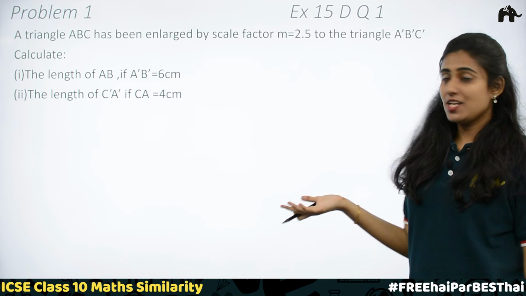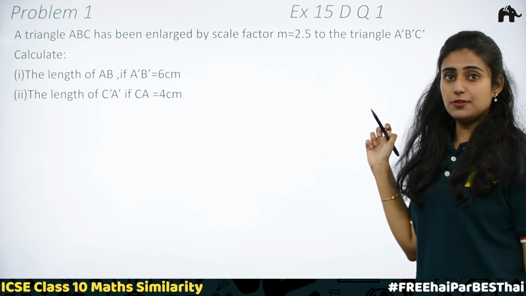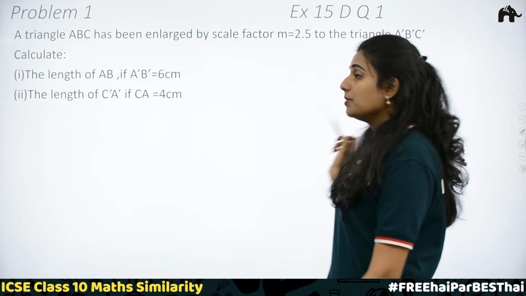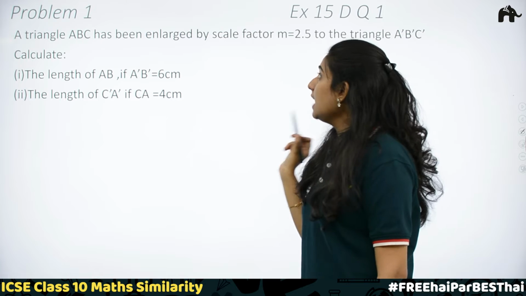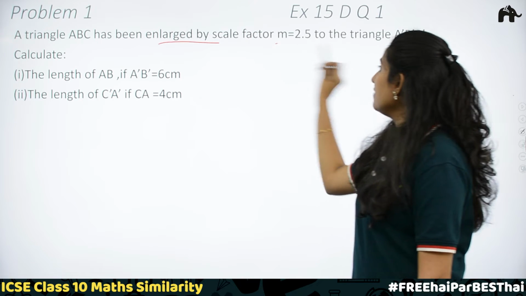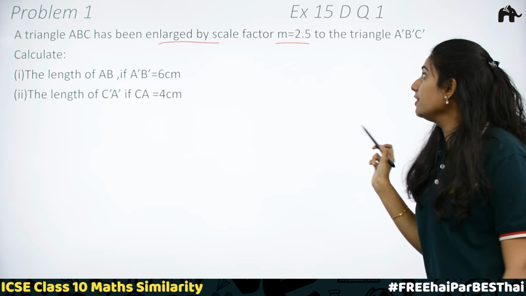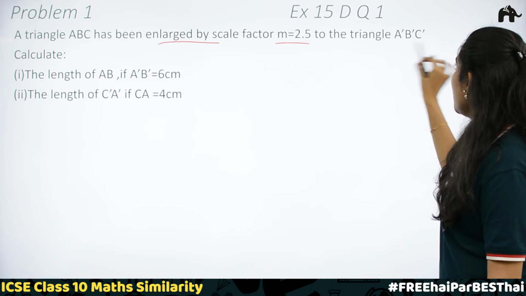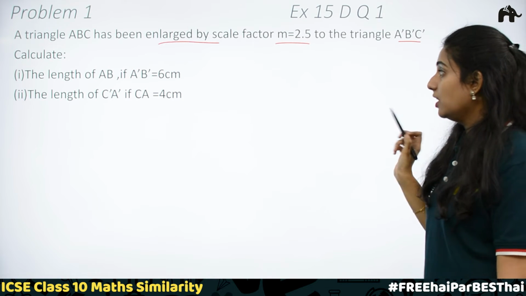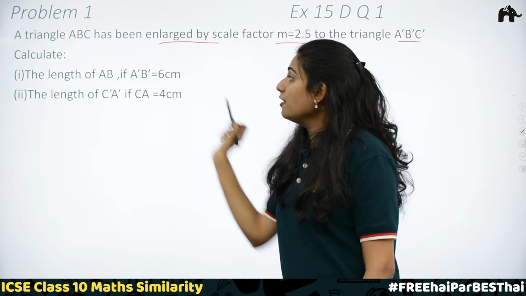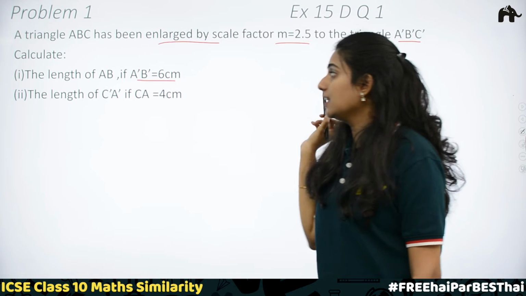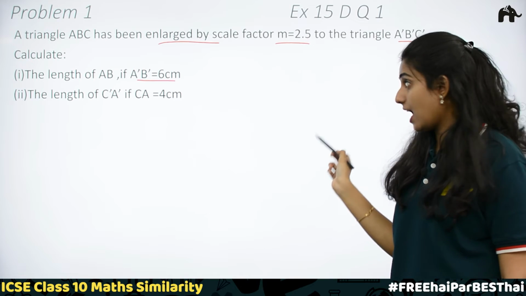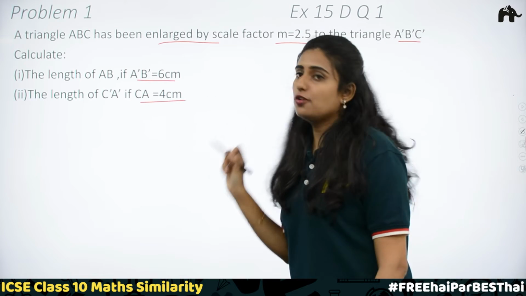Clear? Let us now do more problems from exercise 15D. Here we have the first problem, question 1 of exercise 15D. A triangle ABC has been enlarged by a scale factor m is equal to 2.5 to the triangle A dash B dash C dash. Calculate the first part, the length of AB if A dash B dash is equal to 6 centimeter, and the second, the length of C dash A dash if CA is equal to 4 centimeter.